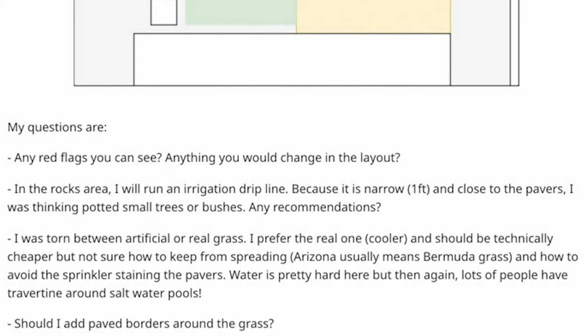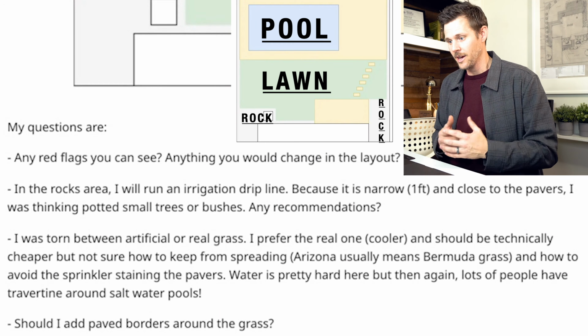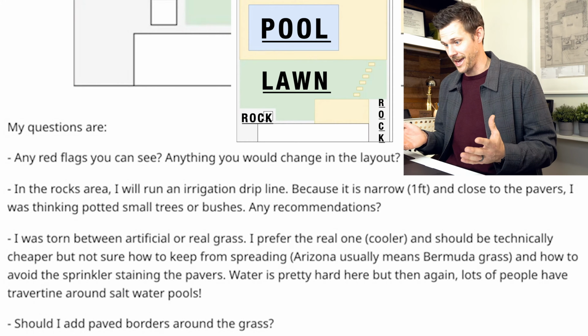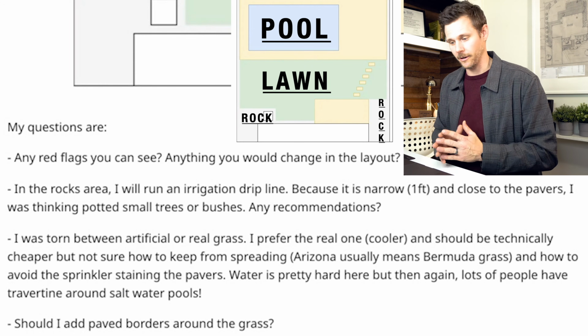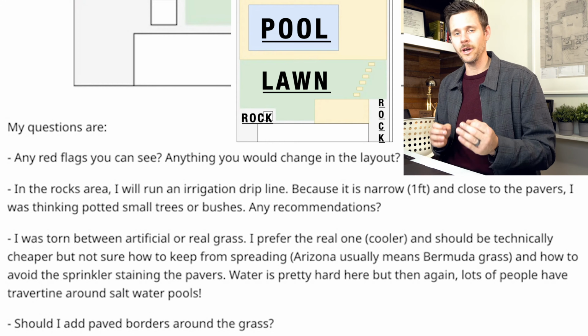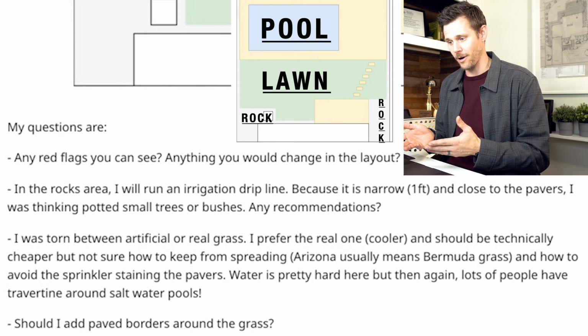Okay, so here's what I wanna do. I wanna jump into the questions that need to be addressed in order to do this design. So let's throw these up on the screen. I wanna go through these real fast. Any red flags that you see, would you change the layout? In the rock area, they're gonna run irrigation. So they said they only got about a foot bed that's gonna be around the perimeter, okay? And then toying with the idea of artificial or synthetic turf versus grass.